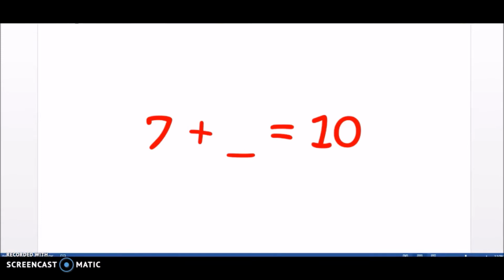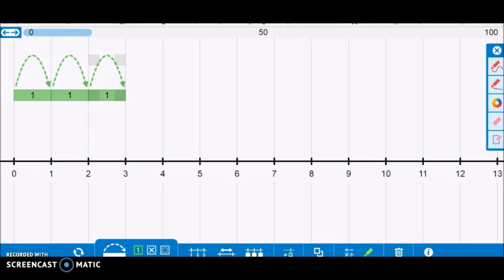Hopefully the pictorial model aided in giving you a visual of our word problem. Now we are going to use that visual to move on to the abstract model. We start by saying 7 plus blank equals 10. You can solve this using a number line. Begin at 7. Next, we will jump to see how many jumps will land us on the number 10.